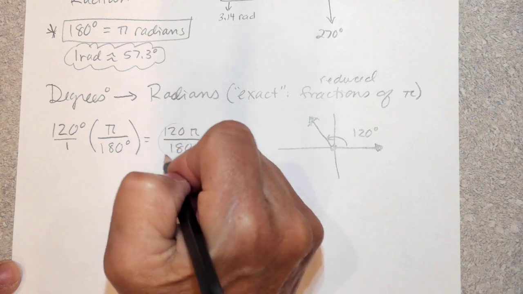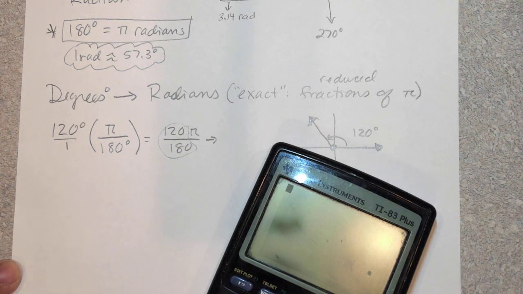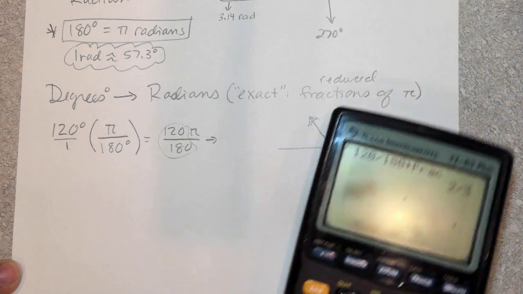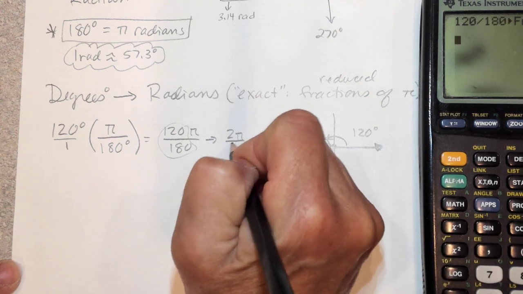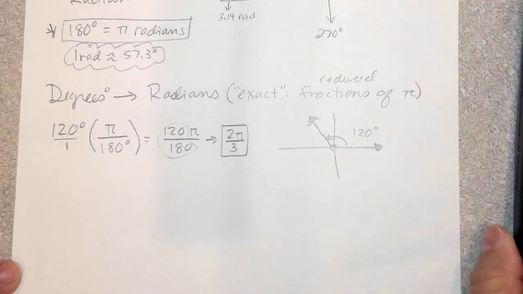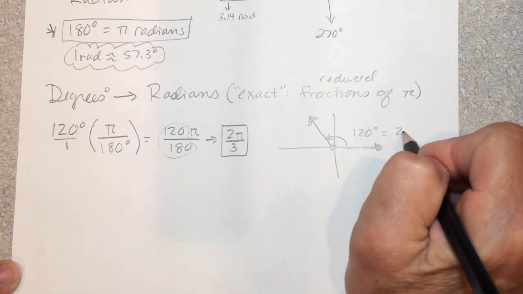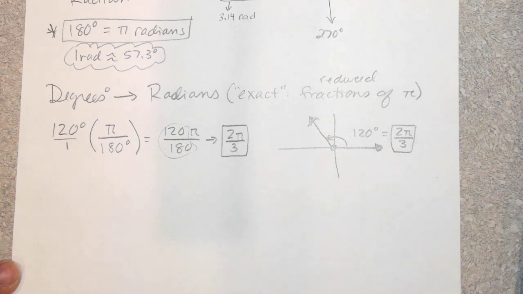I would have this. So that's a fraction of pi, but I also have to have a reduced fraction of pi. So I'm going to look at these numbers and I'm going to allow my calculator to do what it does. Take 120 and divide by 180, math, enter, enter, and find out that that's 2/3. So what that tells me is that this is going to reduce to 2 pi thirds, we call that. So this 120 degree angle is the same as a 2 pi thirds radian angle. So in that other language, that's what that would look like.